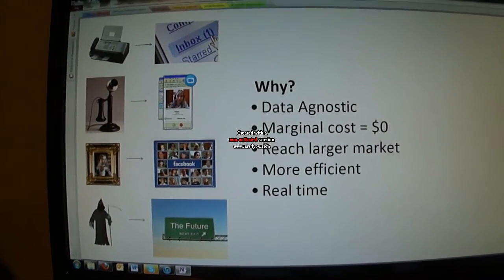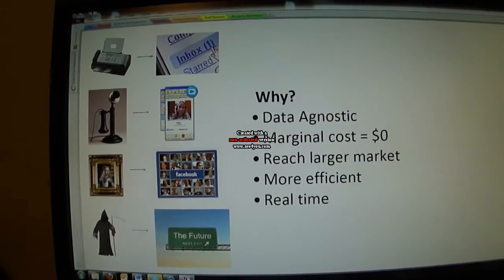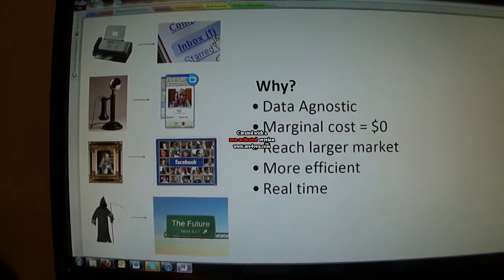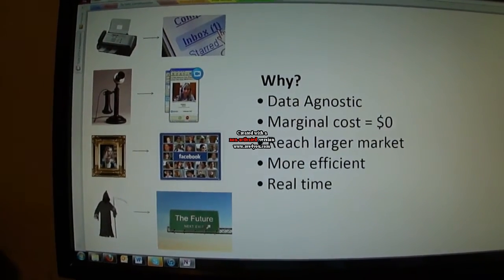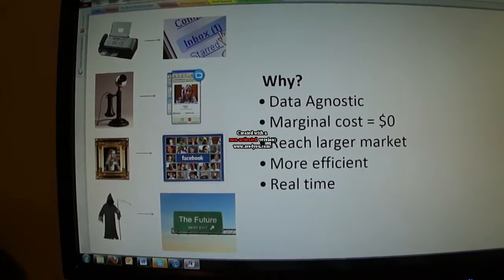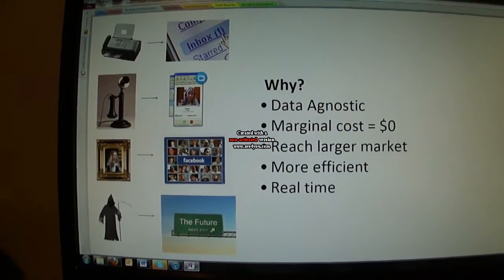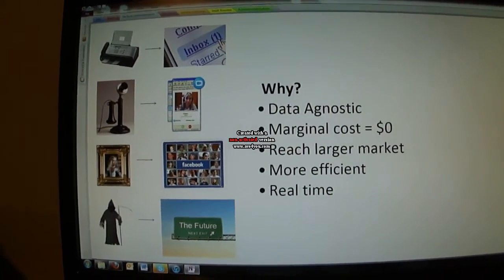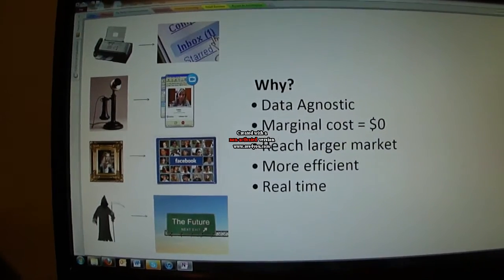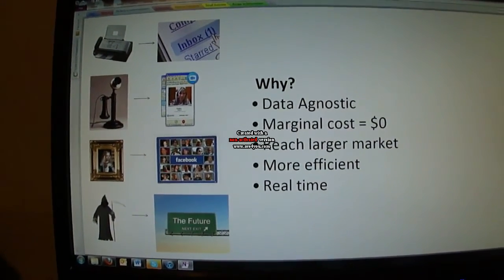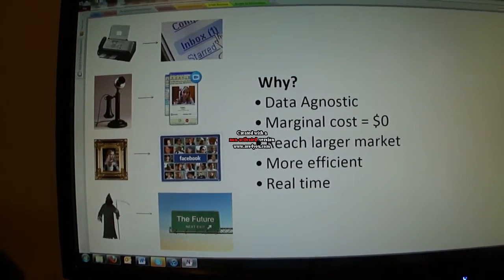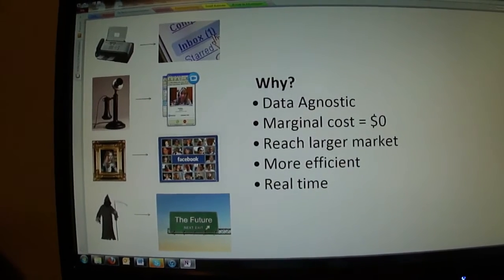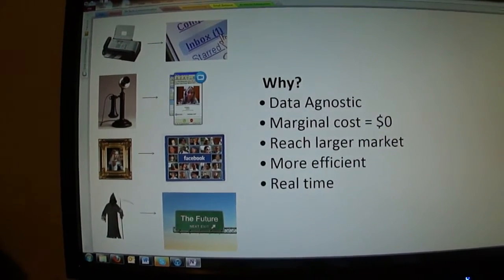Thanks to the way pricing is structured for Internet access in the United States, the marginal cost of the Internet is $0. Unlike traditional services, such as the post office, if you want to send another letter or another package, you have to pay for more shipping. In the Internet, if you want to send another email, you simply click the send button and it costs you $0. Because the Internet is so large and widely connected, you can reach a larger international market with ease. The Internet is more efficient and it operates in real time with services such as Twitter.